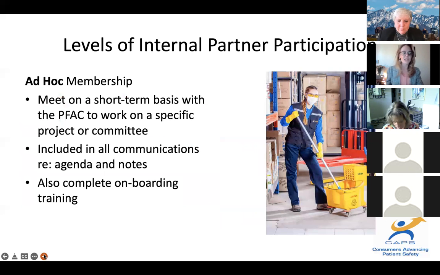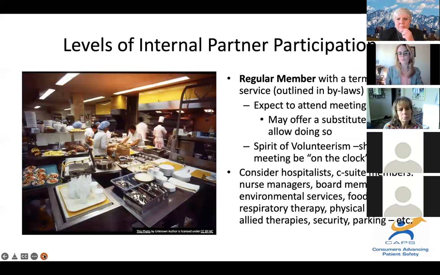And this is really defined by regular members. And then a little bit later, we're going to talk about ad hoc members, which might be a term that you've not heard. So I'll define that in a bit. But a regular member, internal partner. So again, we're going to define their role, their relationship within the charter or within your bylaws, whichever you have. But make it known that they're really expected to attend the meetings and to be actively involved with the spirit of volunteerism. And I want to emphasize that.